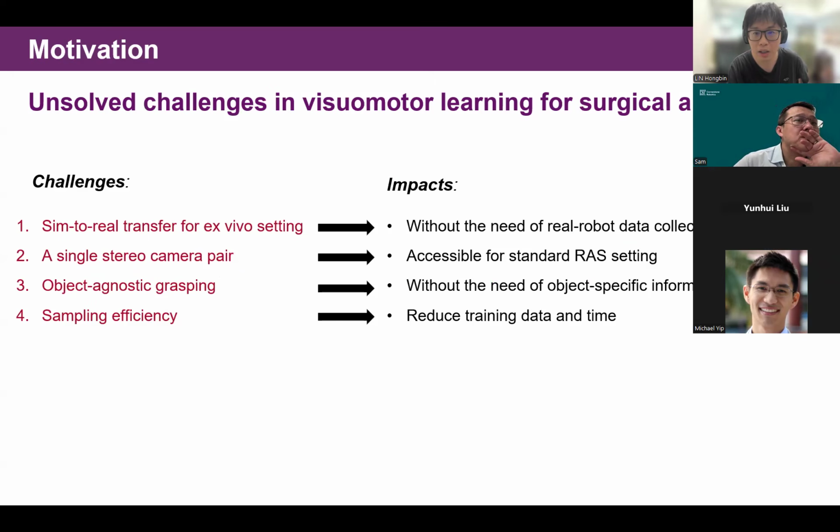In this thesis, we aim to address four challenges beyond the prior works. The first is sim-to-real transfer to an ex vivo setting, with no reliance on real robot data collection. The second is using only a single stereo camera pair, which is accessible in the standard RAS setting. Third is object-agnostic grasping without the need for object-specific information. And the fourth is sample efficiency for visuomotor learning, which reduces the training data and time.